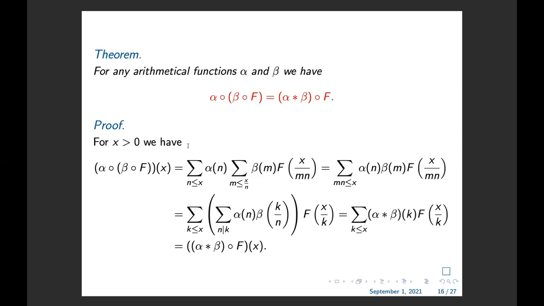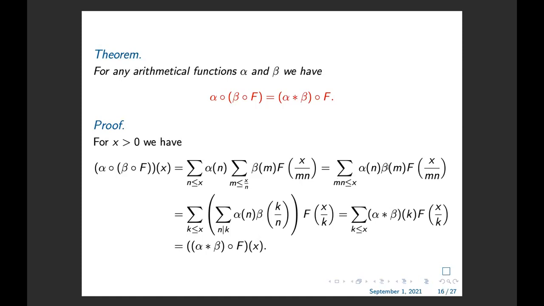Okay. So if we consider the left hand side here, first we apply this one. So we have from the definition alpha of n, and whatever we left here, we can write as beta circle f at x by n. Then we again apply the definition here. So we can write like this. Okay. So now we can write this sum as this, where the numbers n and m are varying such that the product mn is less than or equal to x.